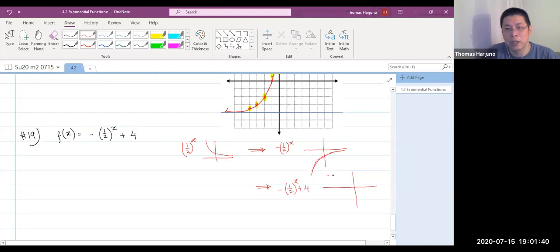to the whole function, it means you move the graph up by 4 units. So the horizontal asymptote originally at y equals 0, the x-axis, now will be y equals 4. And it will look approximately like this.